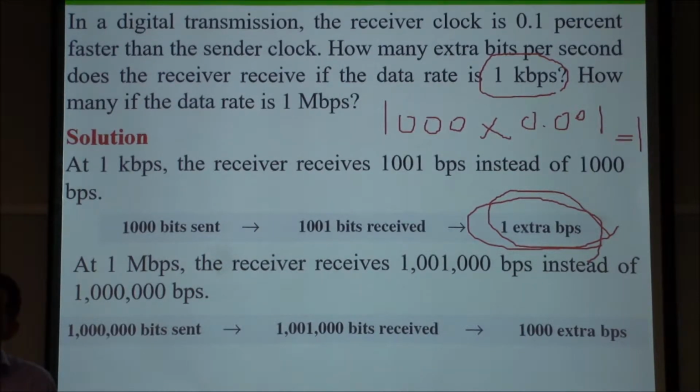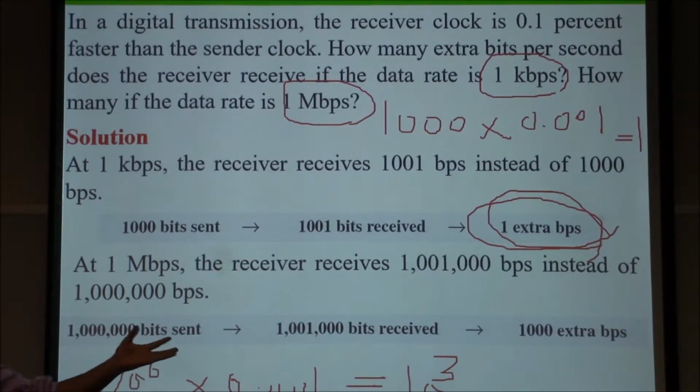What if the data rate is 1 megabit per second? 1 megabit per second is 10 to the power 6 bits per second. Multiply that by 0.1%, and that equals 10 to the power 3. So we will have 10 to the power 3 extra bits if the data rate is 1 megabit per second. So with a higher data rate on an unsynchronized link, we will receive more extra bits.